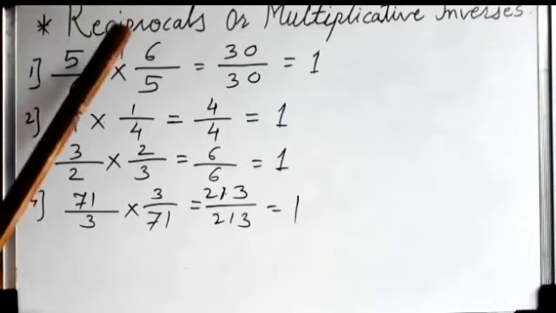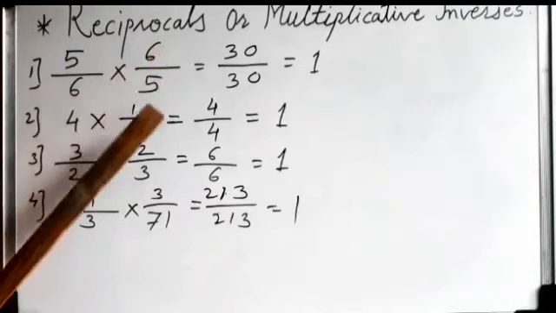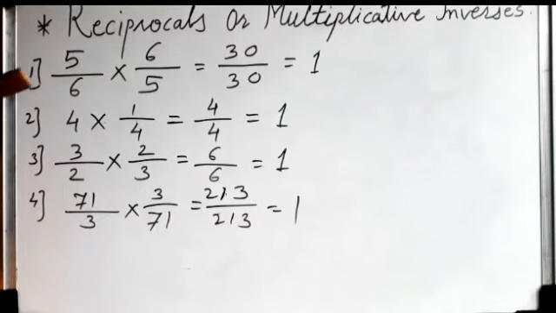So if asked to write the multiplicative inverse or reciprocal of 5 upon 6, what will be the answer? 6 upon 5. You just have to interchange the numerator and denominator places, that's it. That will be the reciprocal or multiplicative inverse of that fraction. What did you understand? When the product of two numbers is 1, each of the numbers is the multiplicative inverse or reciprocal of the other.